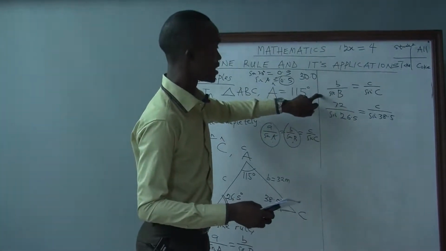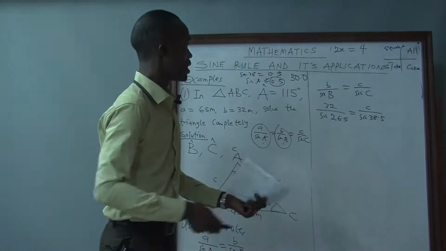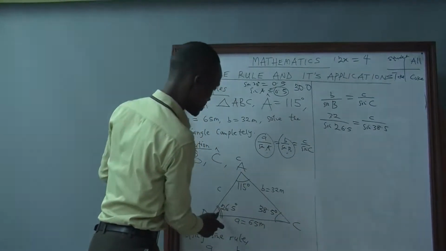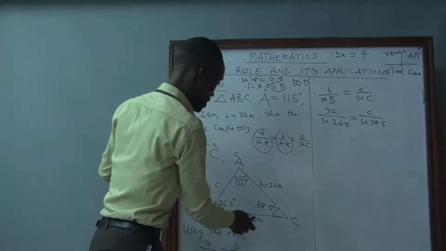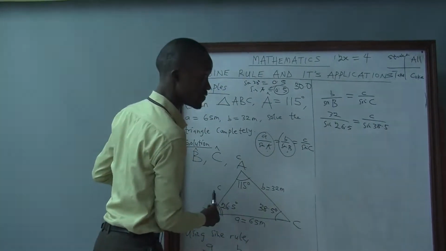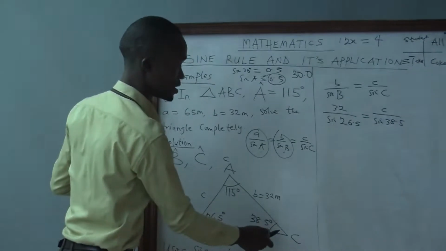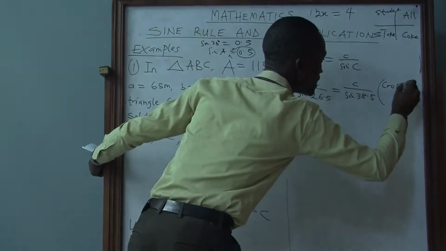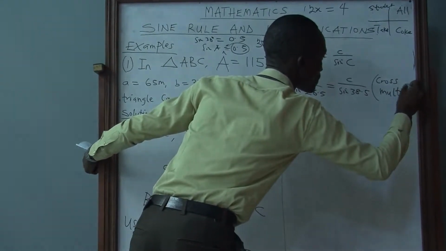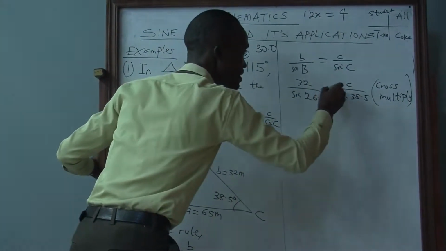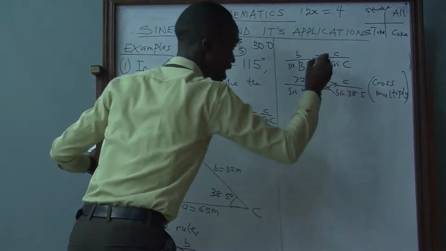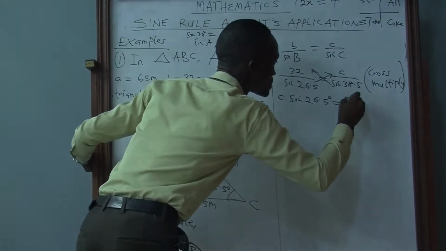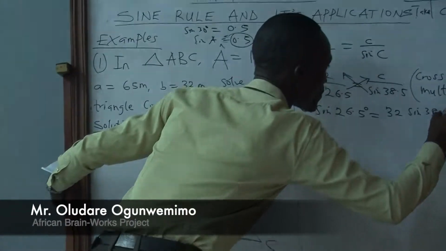You have B over sine B equals C over sine C. And B from A is 32. We have 32 divided by sine of angle B, which is 26.5, equals C, which is the side we are looking for, divided by sine of angle C, which is 38.5. And the next thing to do from here is to cross multiply. So by cross multiplying, this one will multiply this, while this will multiply this. So we have C sine 26.5 equals 32 sine 38.5 degree.